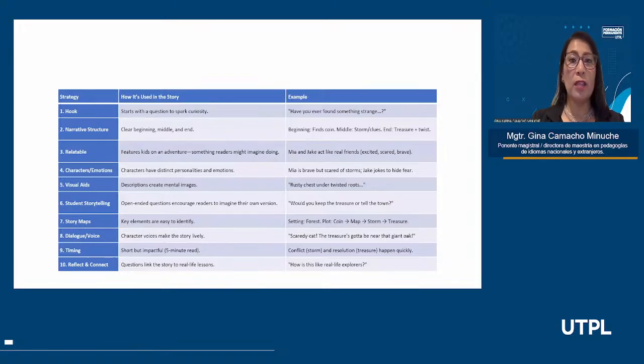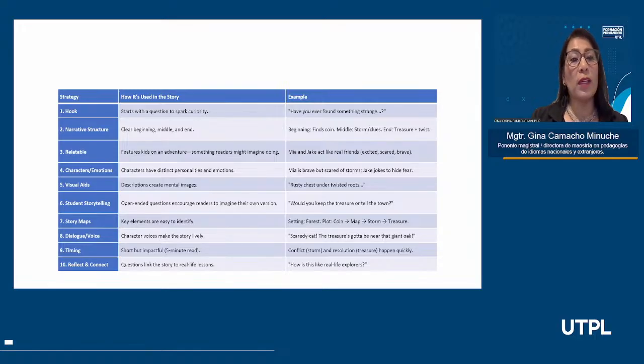Here I have a chart in which I have included some strategies, how it's used in the story, and what is the example. First of all, in a story, we always should have a hook. A hook is something that engages our students. It starts with a question to spark curiosity, like the question I just presented you. Have you ever found something strange?